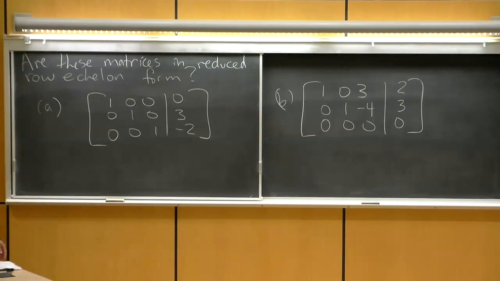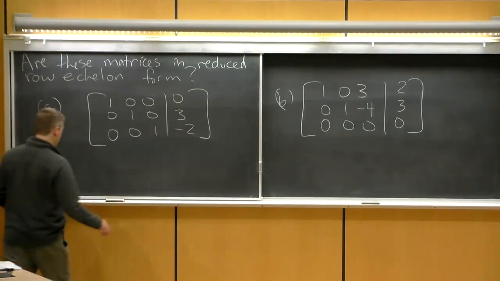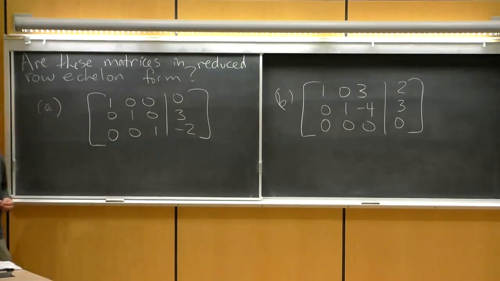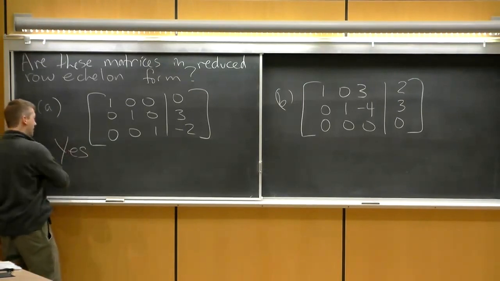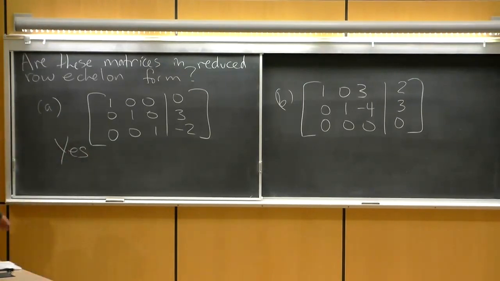Are they in row reduced echelon form or not? Okay, so anyone have an opinion on the first one? Is it row reduced? Yeah? Yep, so I agree with the thumbs up. This is row reduced echelon form.